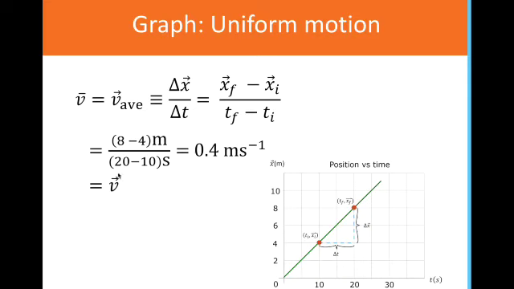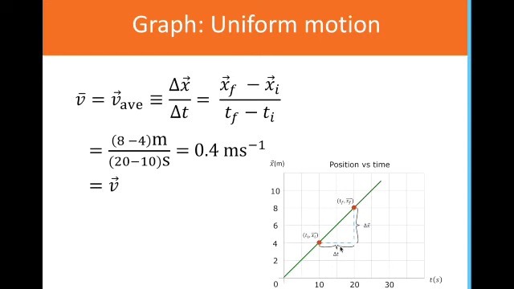And this is then also the instantaneous velocity. Why? Because it's a straight line, and the tangent to a straight line is just the line. So once again, you can see the instantaneous velocity would not change.